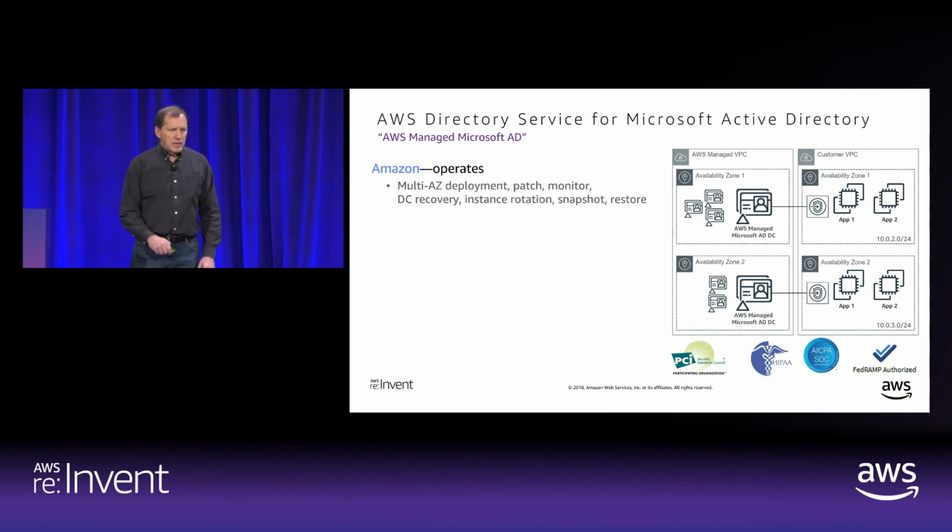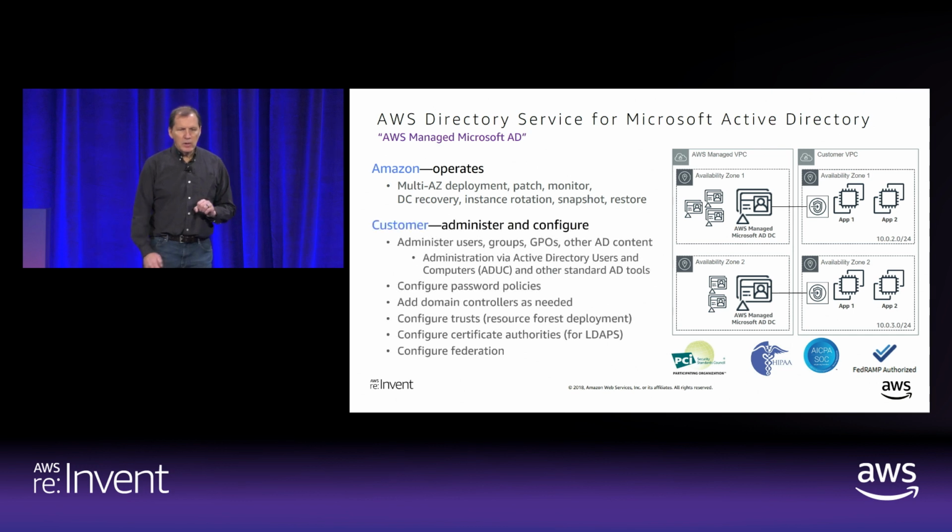Now, Amazon does the operational management, which means we do the multiple AZ deployment. We do the patching, the monitoring, the recovery, the instance rotation, snapshots, and restores. So that's what we do, and most all of that is done through automation. What you'll do as a customer is you'll configure the directory and you'll administer it.